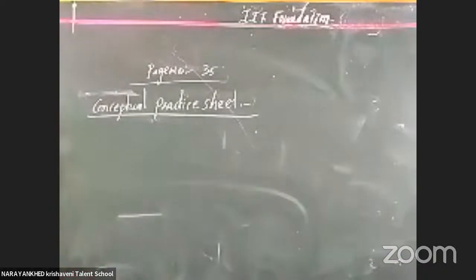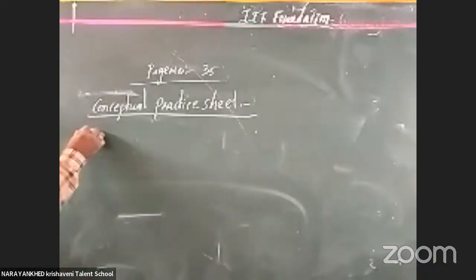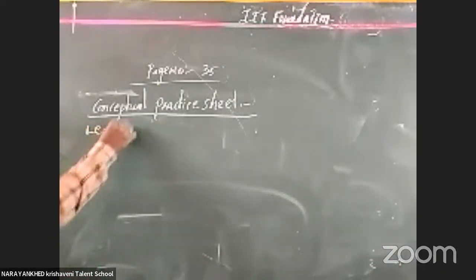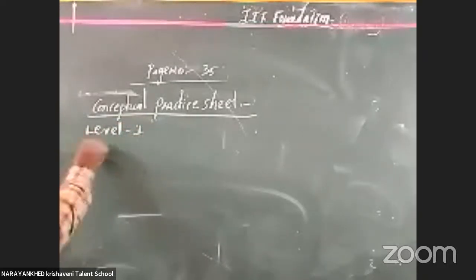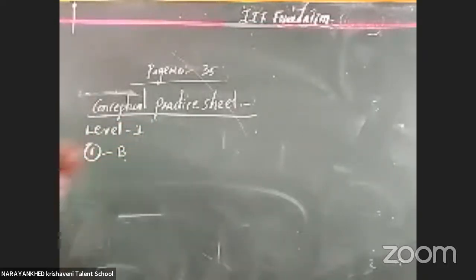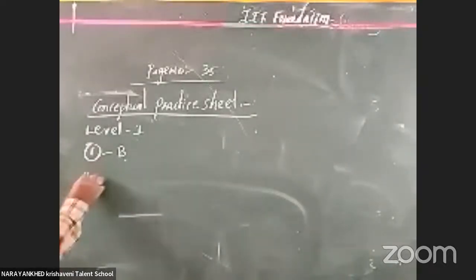Yes, that's why, what is the answer to the level 1 questions? Now in level 1, the first bit answer is B. Clear or not? The first bit answer is B here. And next, the second one.